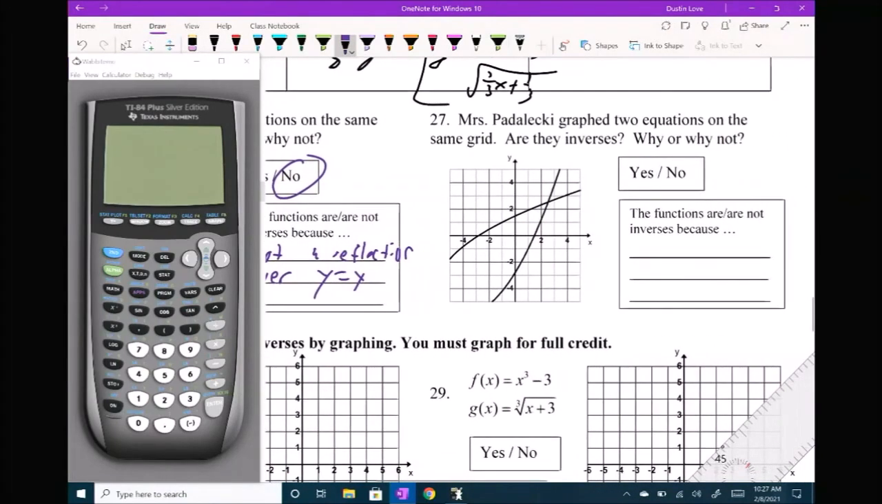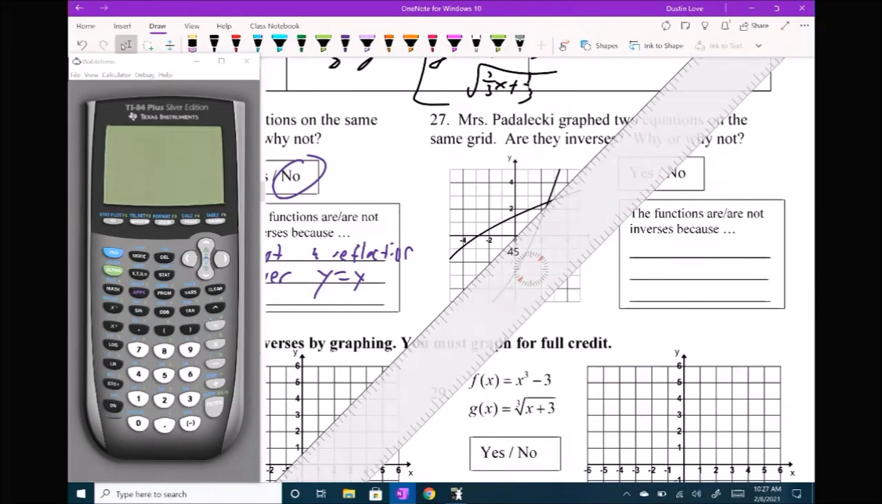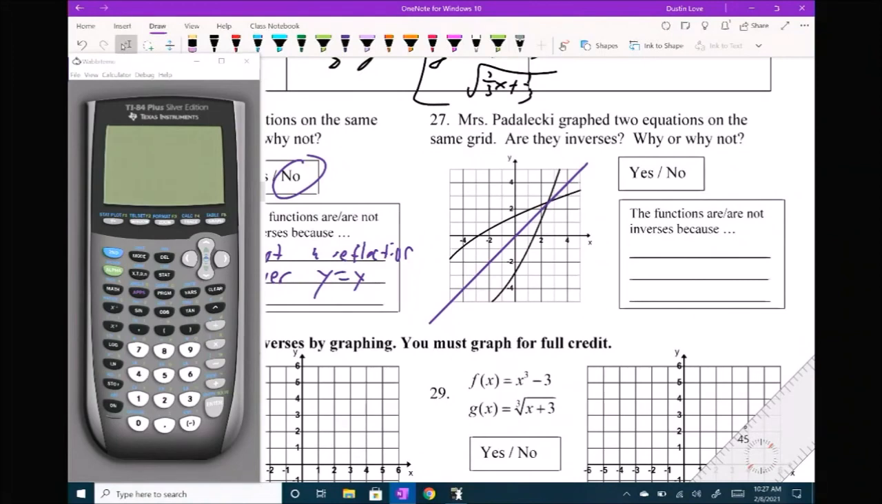Okay, number 27. Again, we're going to draw the line y equals x. And we're going to say, is that a reflection? And yes, this one is a reflection because they are reflections over y equals x.